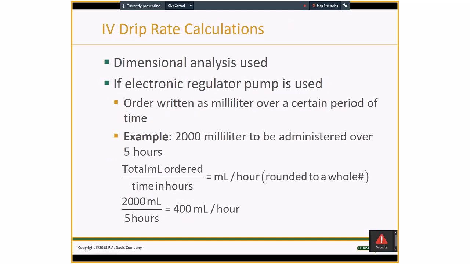So we're going back to the dimensional analysis, my favorite. Now we're talking about IV pumps, the drip rates. Usually they'll write, I want you to give 1 liter of IV fluids over 8 hours or something like that. So 1 liter would be 1,000 milliliters.